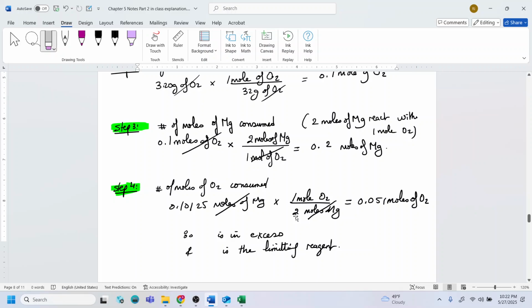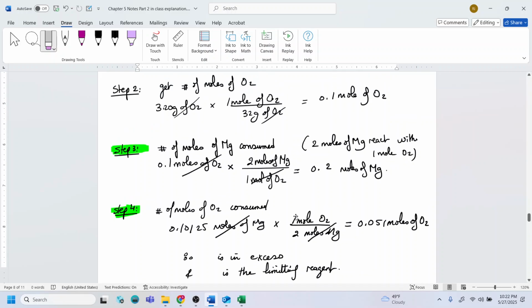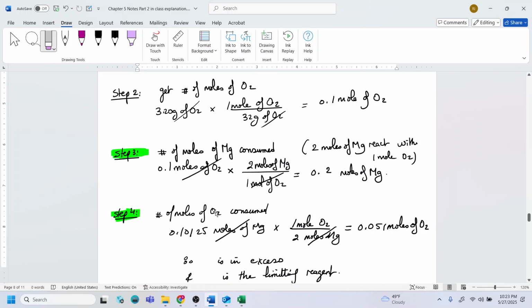So now I want to figure out which reactant is the limiting reagent and which one is in excess. I start by looking at any one of them. I'm just going to look at the oxygen. The amount of oxygen consumed that I calculated is 0.05. I compare it with the moles of the oxygen I have and say, okay, I used half what I have. Do you see that? Half what I have. So this means that oxygen is going to be in excess. Then definitely magnesium is going to be the limiting reagent.